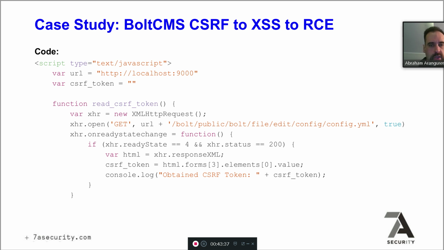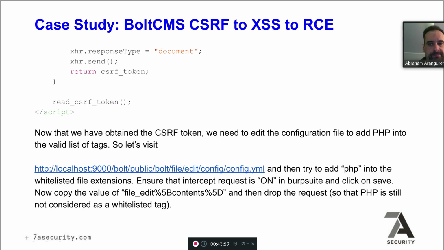We're sending the request here, and whenever the response is received, we get the response XML and extract the cross-site request forgery token from the response XML, right? And then we get this obtained cross-site request forgery token. We save this in the console log just for debugging, to see that things are working.